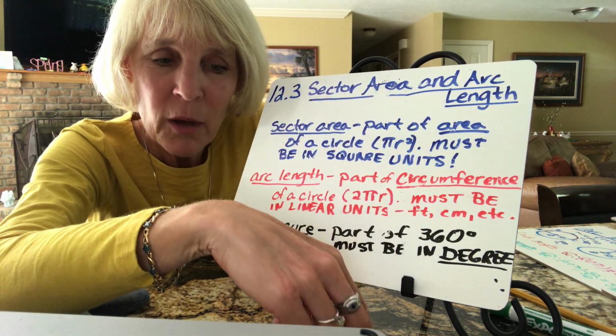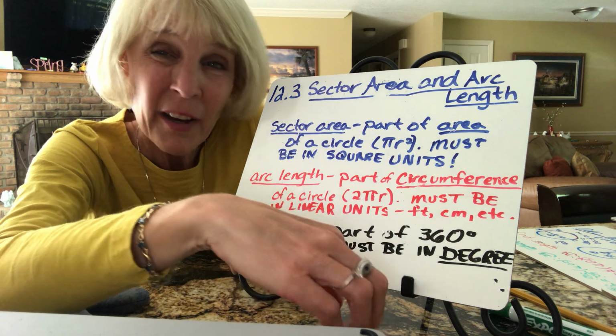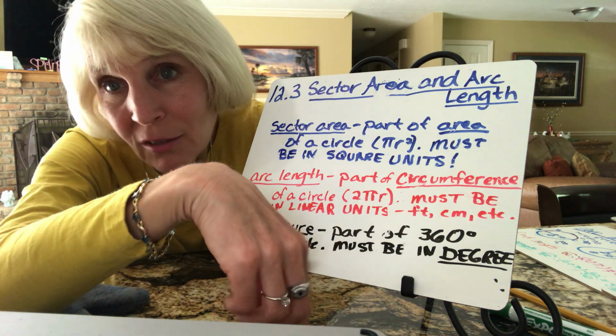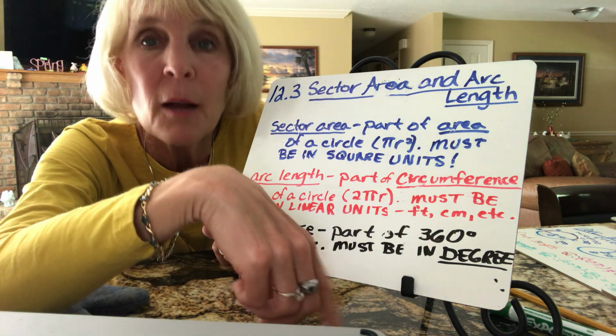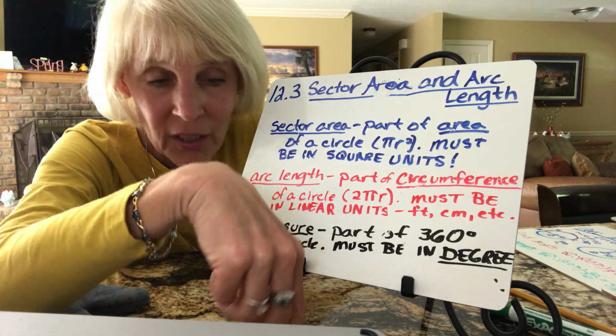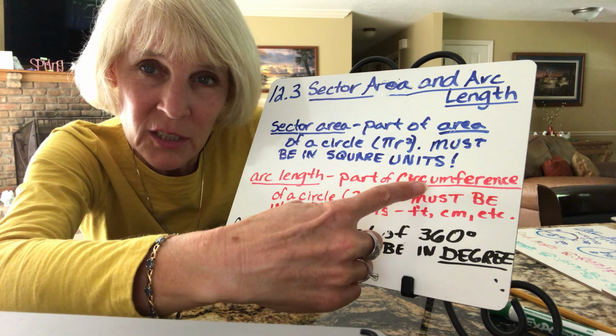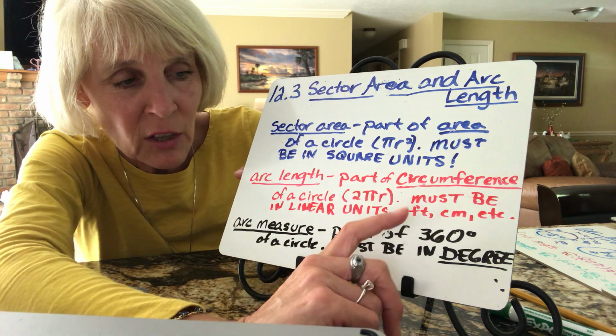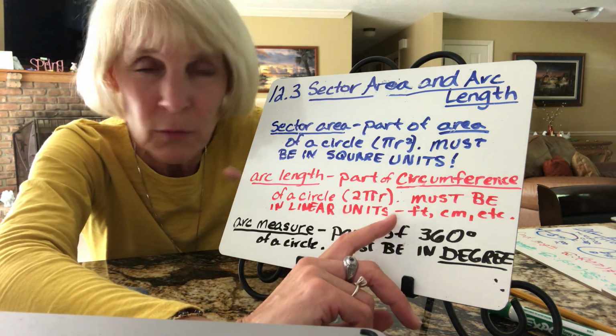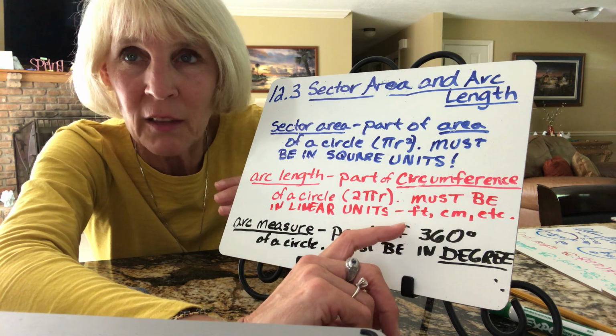It'd be like if I wanted to frost the outside, or I only wanted to eat the crust on a pizza. That would be the arc length. So the arc length is part of the circumference. So the units for arc length then would be in linear units. So it would be like in inches or feet or something like that.